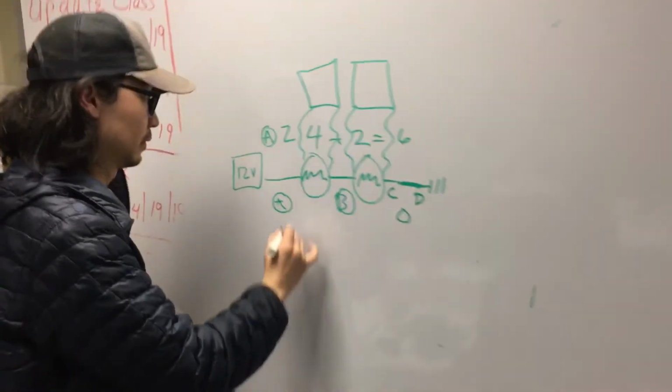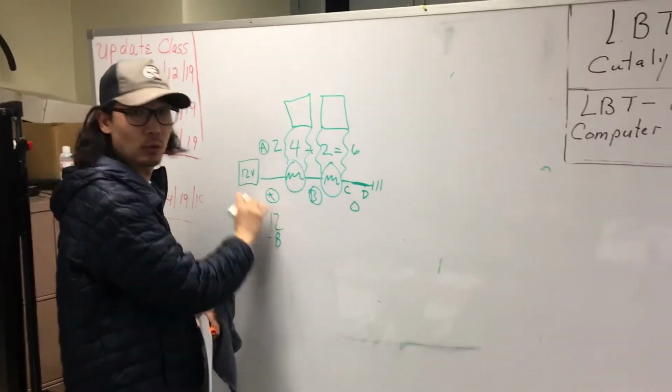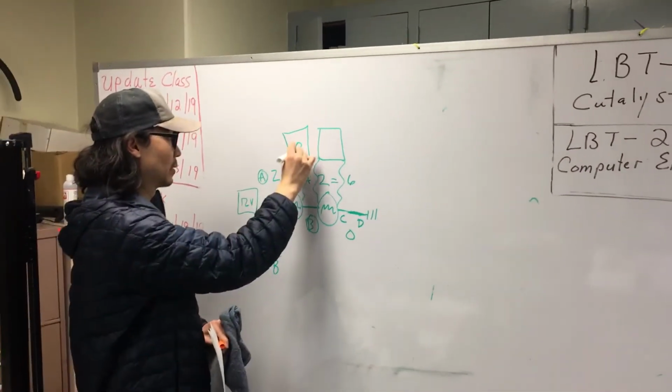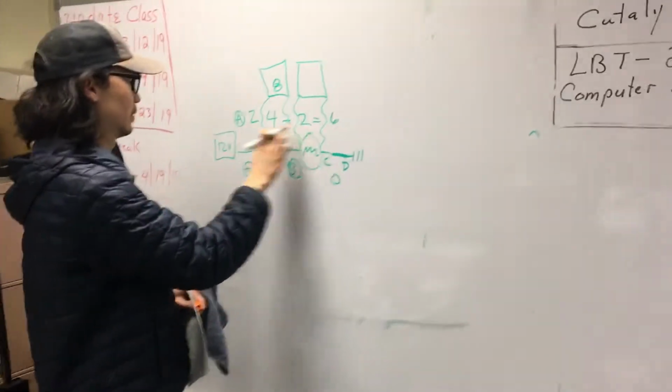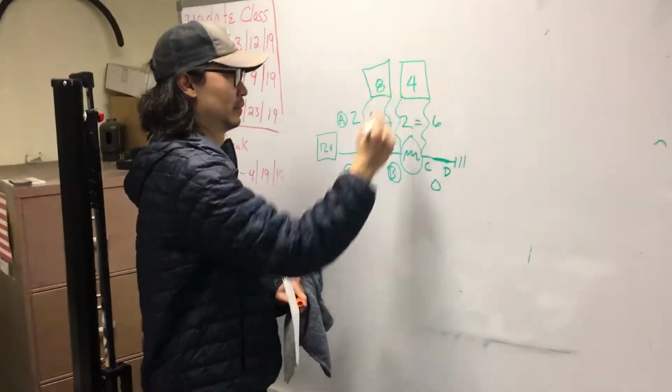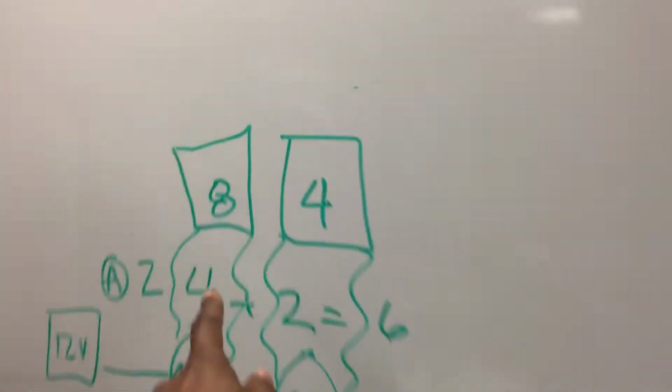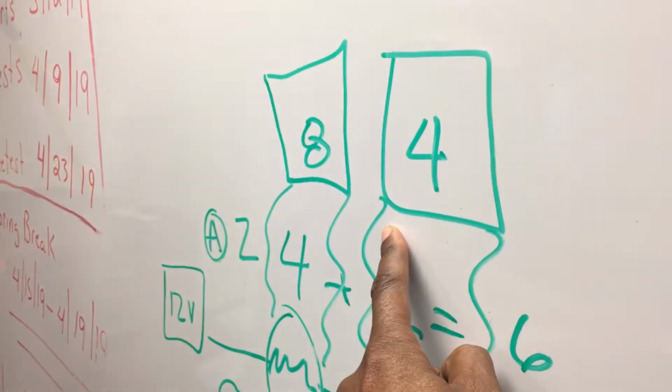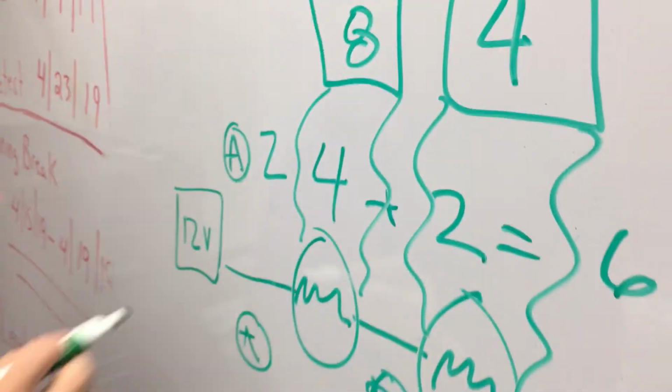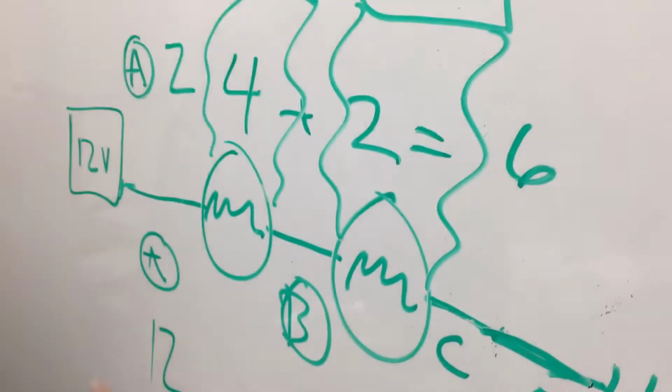8, exactly. Put the 8 up there. How about the other one? 4. The voltage drop should always equal source. 8 and 4 is 12. 12 volts, right? So that's right. Exactly.